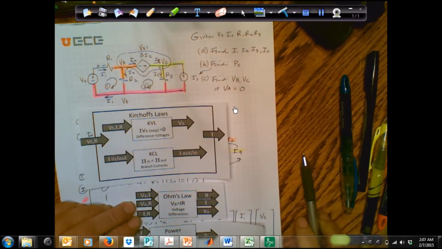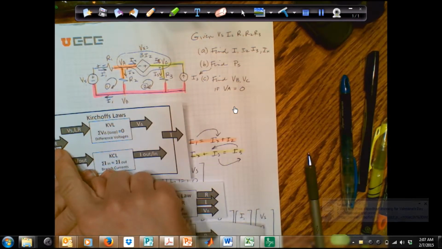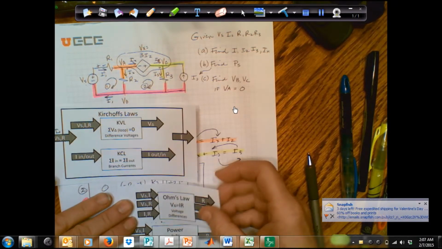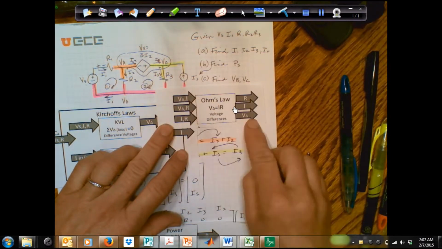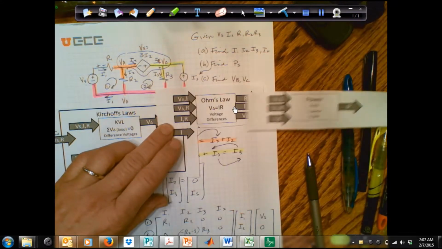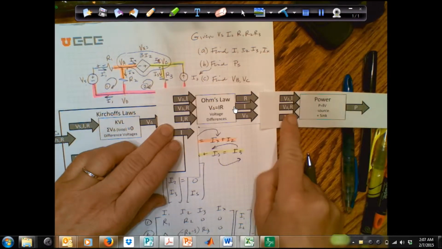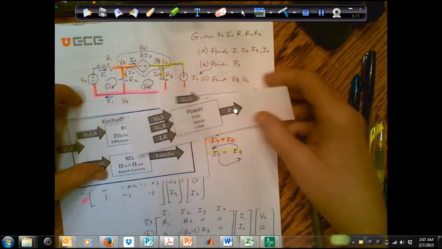So watch how I'm going to solve this problem. I'm going to use Kirchhoff's law with my known sources to find current, and then I'm going to use my current and resistance to find voltage difference, and then, kind of here in a line, I'm going to use my voltage difference and my resistance to find power. So let's see how we do that.